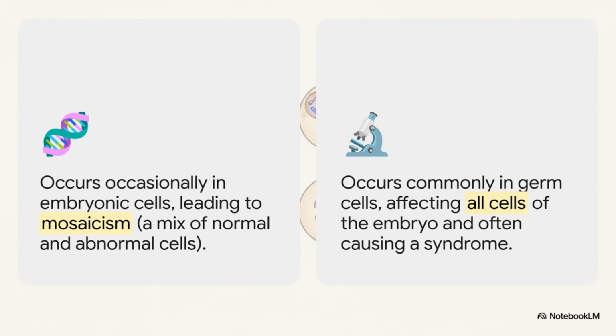When the non-disjunction happens matters a lot. If it happens during meiosis in a sperm or egg cell, then every single cell of the embryo that's created will have the wrong chromosome number. This is what leads to a full-blown syndrome. But if the error happens later during mitosis in the developing embryo, it can lead to something called mosaicism, where the person has a mix of normal and abnormal cells. This often results in a milder or more varied clinical picture.